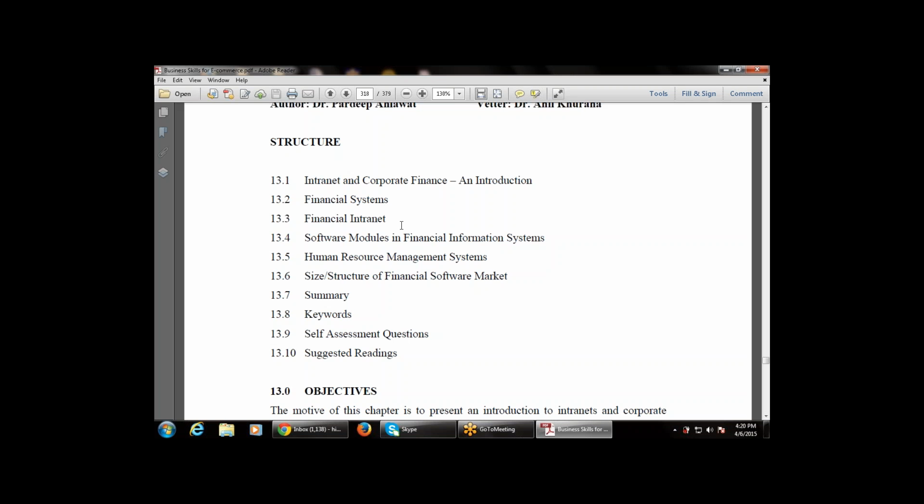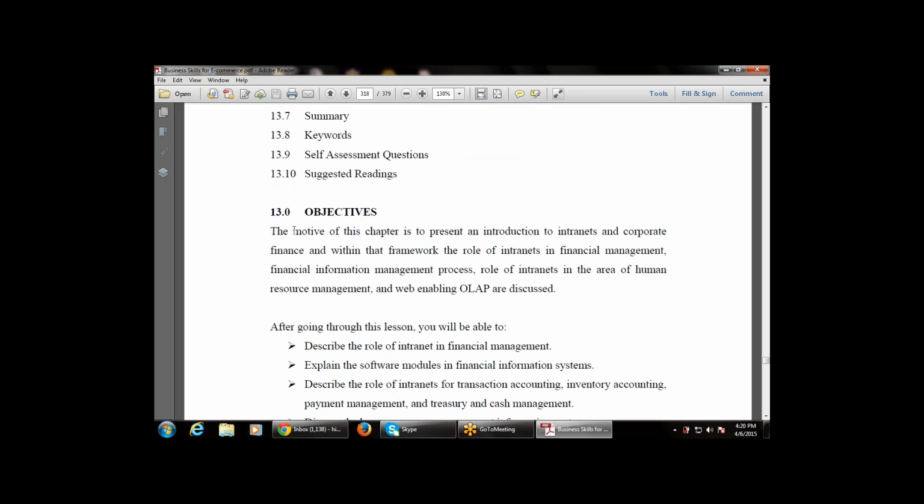So now let's start with the objective, the main objective or main motive of this chapter. The main motive of this chapter is to present an introduction to the internet and corporate finance, and within that framework the role of the internet in financial management, that is, how to use the internet in finance, the relationship between the internet and corporate finance. Financial management includes managing financial terms, managing financial records like the balance sheet and profit and loss account, as well as finding the role of the internet in the financial information management process.